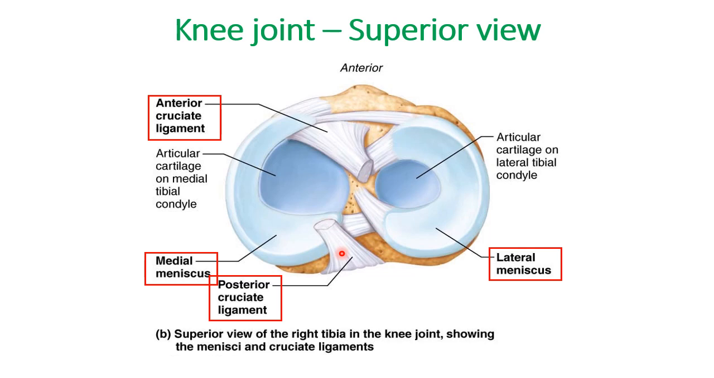So you also have the posterior cruciate ligament. It is not torn as often as your ACL, but sometimes you can hear about your PCL. Right, so the ACL is the big one that is very often a site of injury.